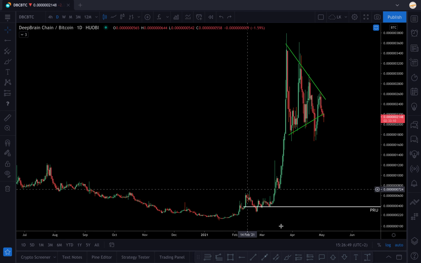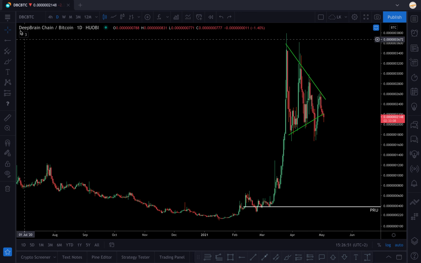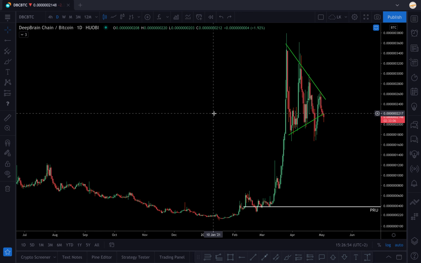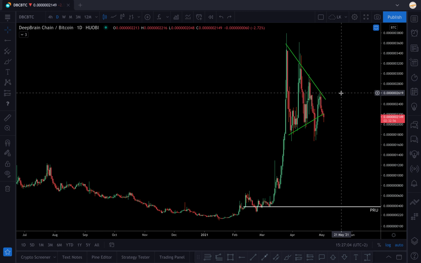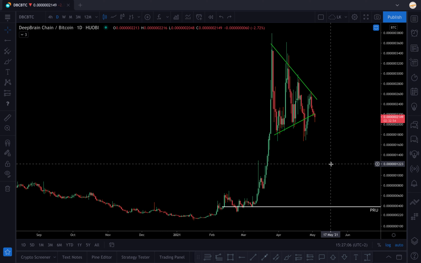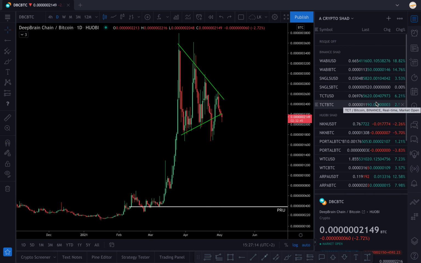This coin can only be traded with Bitcoin. There is only a DBC to BTC pair. There is no USDT pair in the whole crypto markets. If you type DBC USD, you see nothing happens. It does not exist. So you need Bitcoin to invest into this kind of cryptocurrency. This is the third case. And if you invest in very small caps, you are going to need BTC.